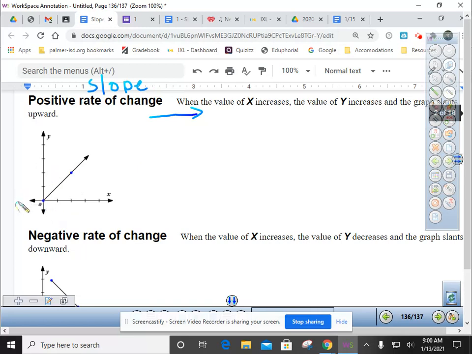So, put your pencil down. And let's pretend you are standing here with your bicycle. And you're going to go right here. Are you going uphill or downhill? Uphill. So if you're going up, it's a positive slope. You got me? You can draw your little stick figure if you want.